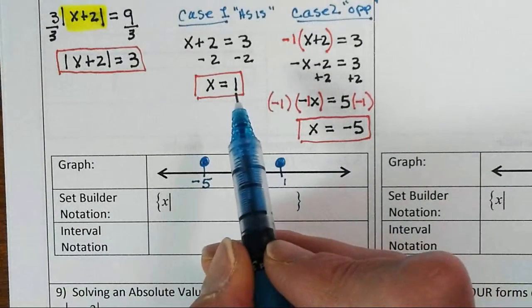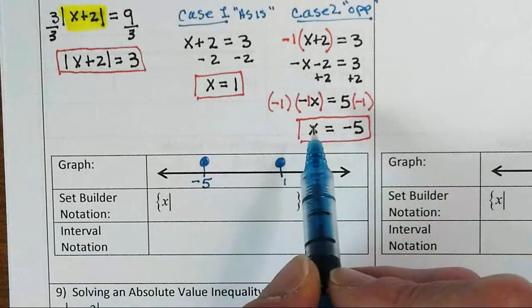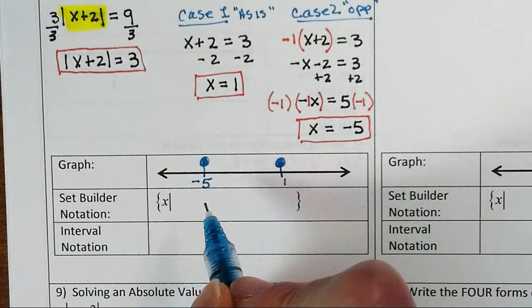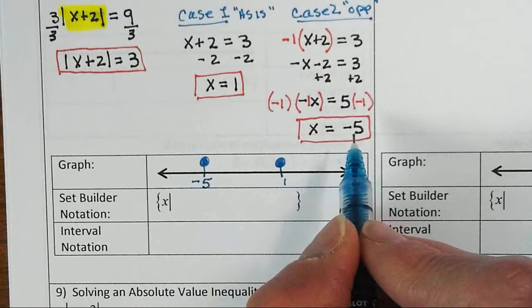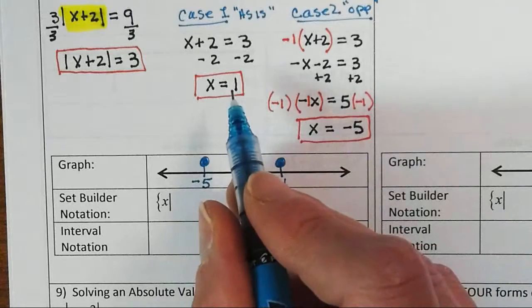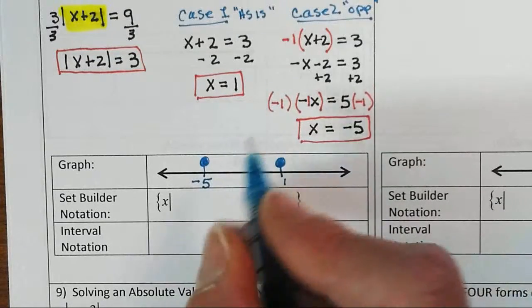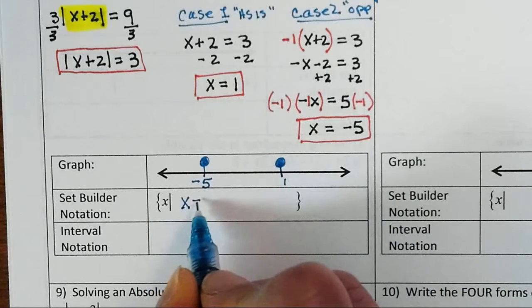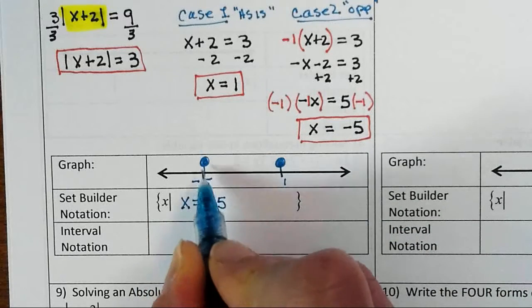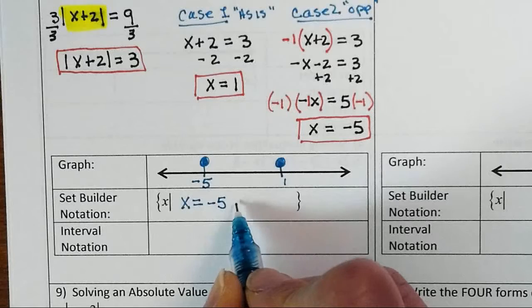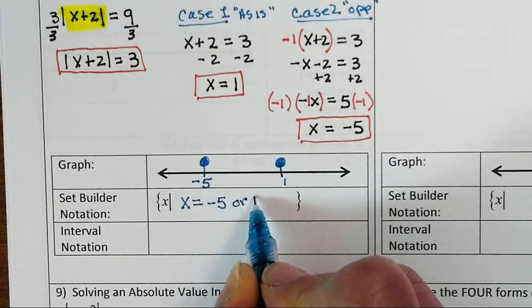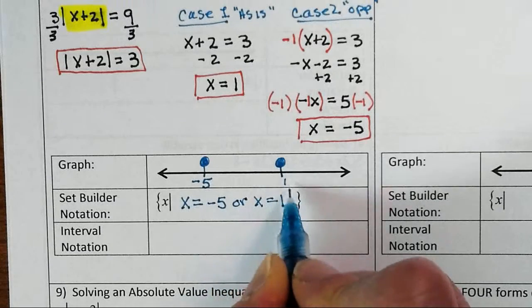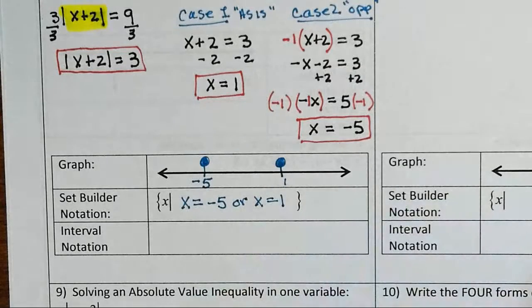So if you remember from before, we take our answers from here and we just plop them into our set builder notation. We do want to maintain number line order. Because -5 is smaller than 1, we're going to write this first. So the set of x such that x is -5, and we can see that right here, or x is 1. And we can see that there. The word or is important.